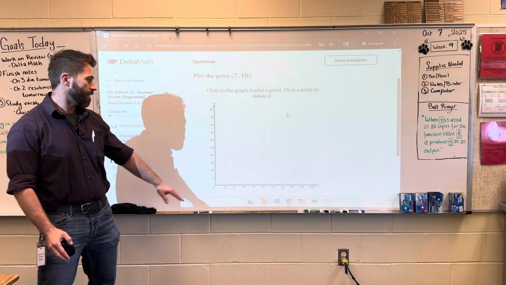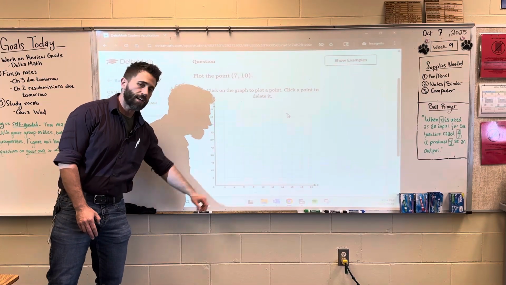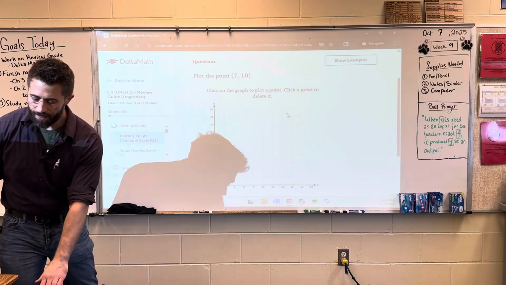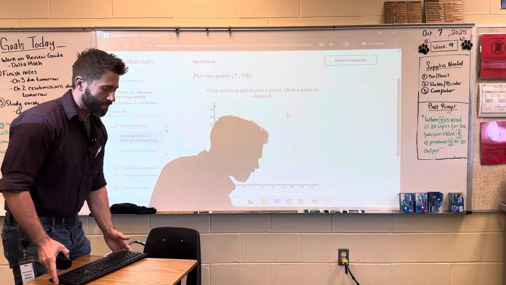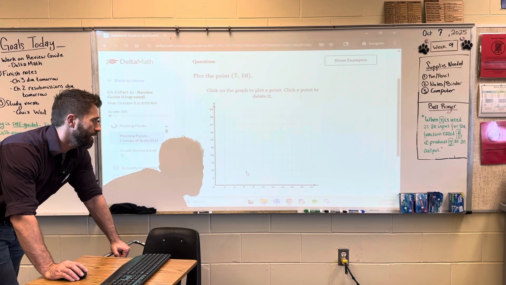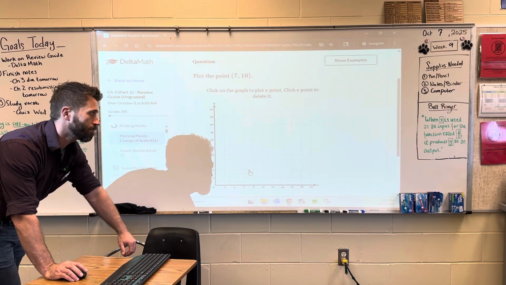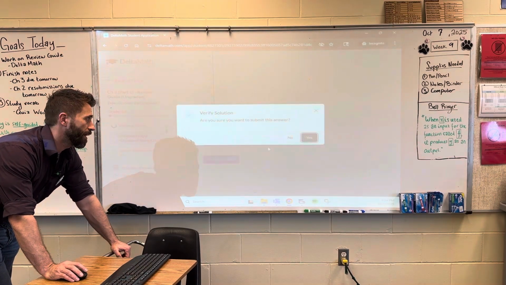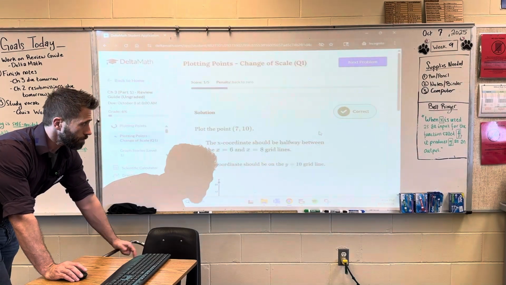So let's go ahead and jump over, get the mouse over here, to plotting points on a scale. So this is 7/10. You notice there aren't actually spaces in here. We have to measure the distance within these gaps. Let's actually move one of these desks so I can look a little bit better at the board. So for 7/10, I'm going to be between these two values and pop my point right there. Submit my answer. I got that one correct.